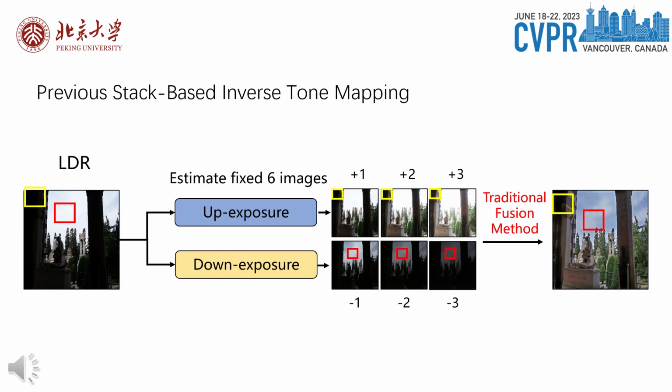The process of the previous stack-based IDM methods can be roughly summarized in the following three main steps. 1. Training an up exposure model and a down exposure model separately and independently. 2. Generating a fixed number of exposure-adjusted images, for example, 3 up exposure and 3 down exposure images, with the trained models. 3. Merging these images by a classic multi-exposure fusion approach.